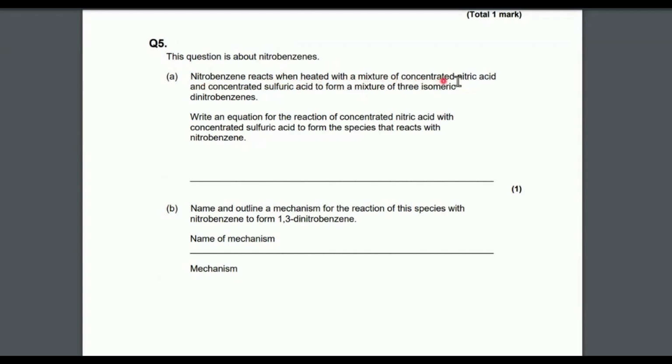This question is about nitrobenzene. Nitrobenzene reacts when heated with a mixture of concentrated nitric acid and concentrated sulfuric acid to form a mixture of three isomeric dinitrobenzenes. Write an equation for the reaction of concentrated nitric acid with concentrated sulfuric acid to form the species that reacts with nitrobenzene. So how do the sulfuric acid and the nitric acid come together to make the reactive species that nitrates benzene? So we want to write the formula for nitric acid, HNO3, and the formula for sulfuric acid, H2SO4. They're the reactants. Now we want to create this important species, the cation, the nitronium ion that is going to nitrate benzene.